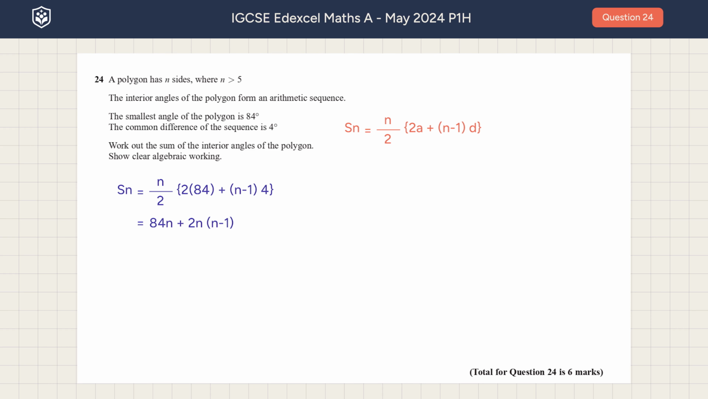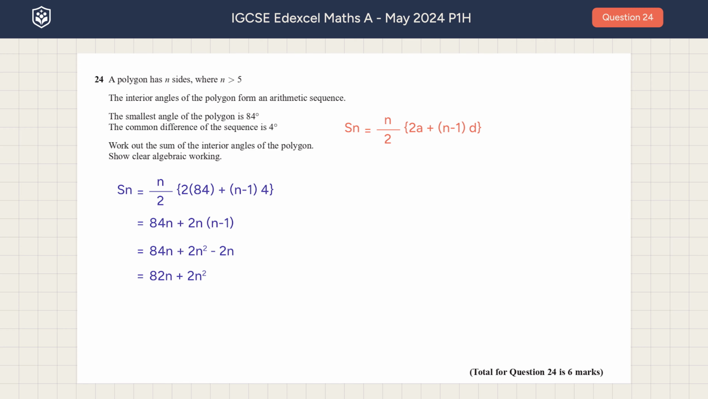84n plus 2n times (n minus 1), which then equals 84n plus 2n squared minus 2n, which equals 82n plus 2n squared. And this is our expression for the sum of the first n terms. This is the formula that we created based on the fact that it's an arithmetic sequence. But the question states it's a polygon.